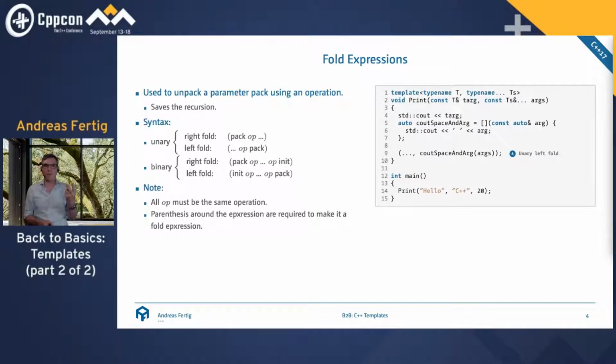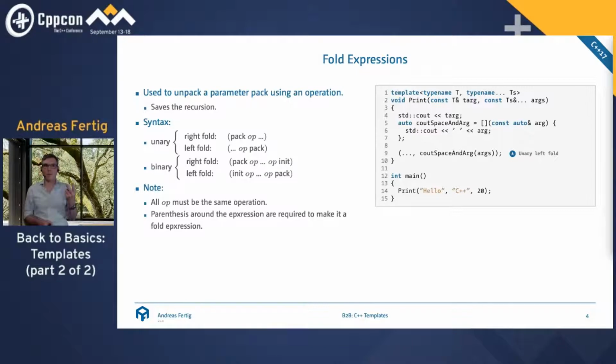And then I'm using a lambda here. It's a C++14 lambda. It's a generic lambda because it takes a const auto ref as its argument. It doesn't capture anything. And I store it in a variable cout space and arg, because what it internally does, it calls std::cout, passes space first in, and then the argument.